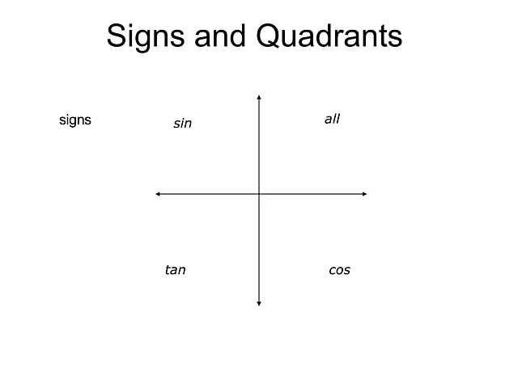Just to refresh your memory, the trig functions have signs in different quadrants. All trig functions are positive in quadrant 1. Sine and cosecant are positive in quadrant 2. All the other ones are negative. And tangent and cotangent are positive in quadrant 3. All the other ones are negative. And cosine and secant are positive in quadrant 4, and all the other ones are negative.